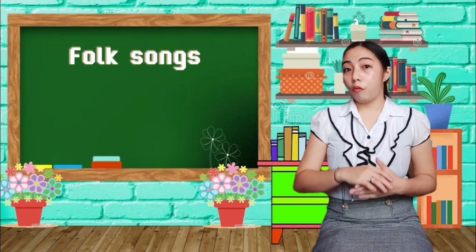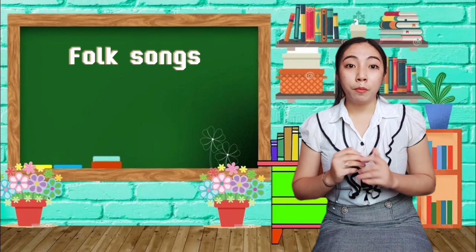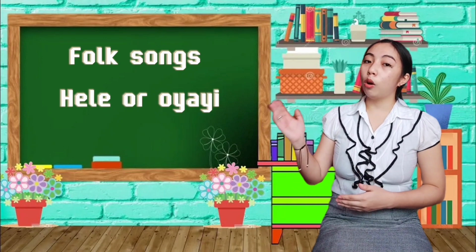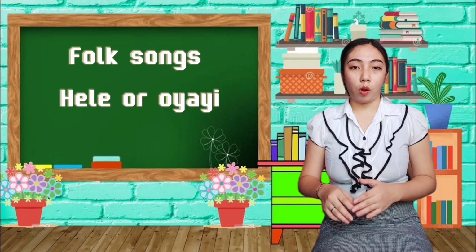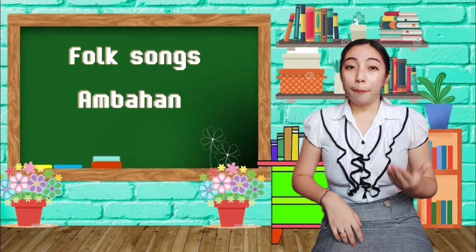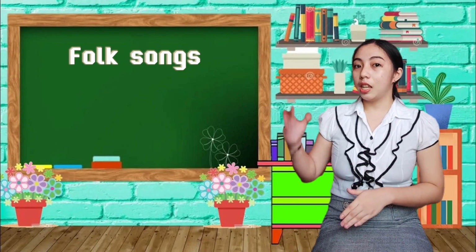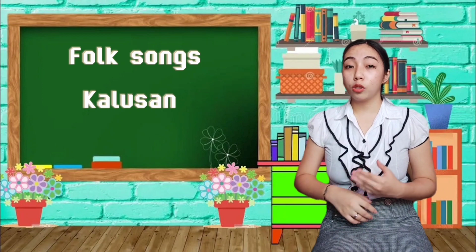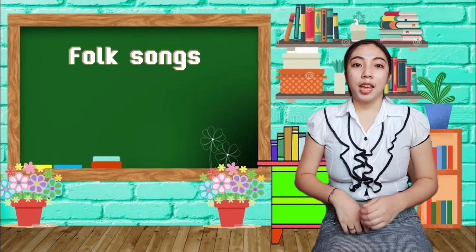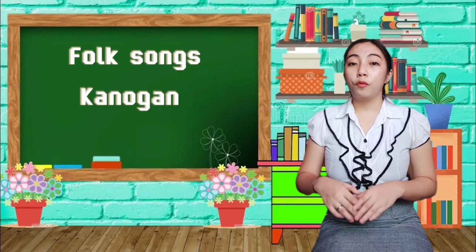So next is the folk songs. It is one of the oldest forms of Philippine literature that emerged in the pre-Spanish period. So the examples are the Hili or Oyayi. It is a lullaby song. Next is the Ambahan. It is in Mangyan and about human relationship and social entertainment. And then next is the Kalusan in Ivatan. It is a work song. And then Tagay in Cebu and Waray. It is a drinking song. And then Kanugan in Cebuano. It is a song of lamentation for the dead.